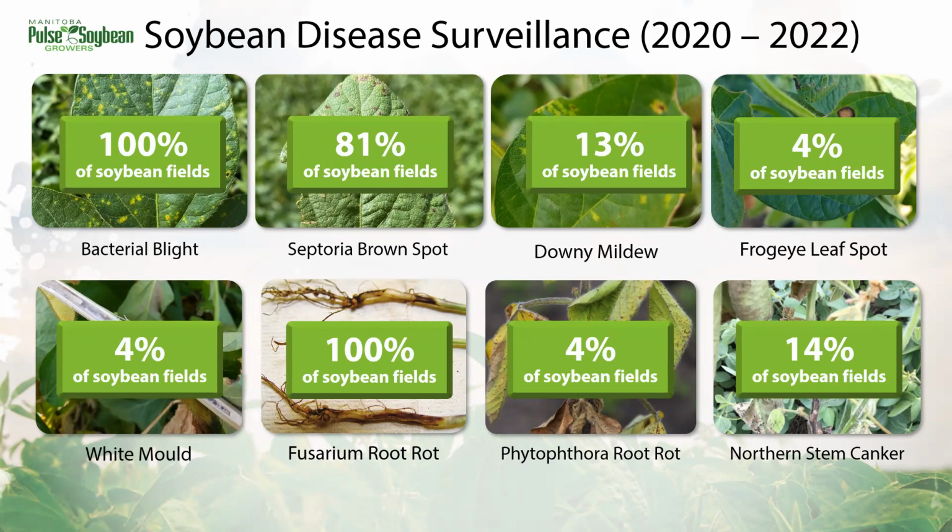Root rots I won't get into too much today, but we do find some level of fusarium root rot in every soybean field every year. Phytophthora root rot has been less common, infecting about 4% of fields on average, and northern stem canker has been infecting 14% of soybean fields on average over the last 3 years.